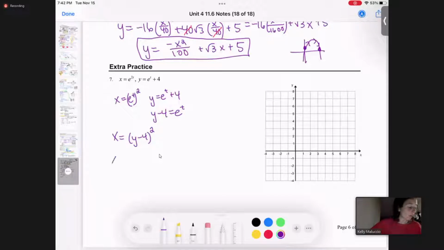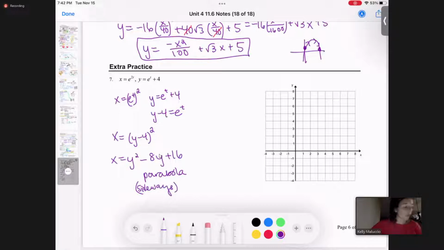We could also write it out: y squared minus 8y plus 16. So this is a parabola, but it's sideways, because the x and y are switched.